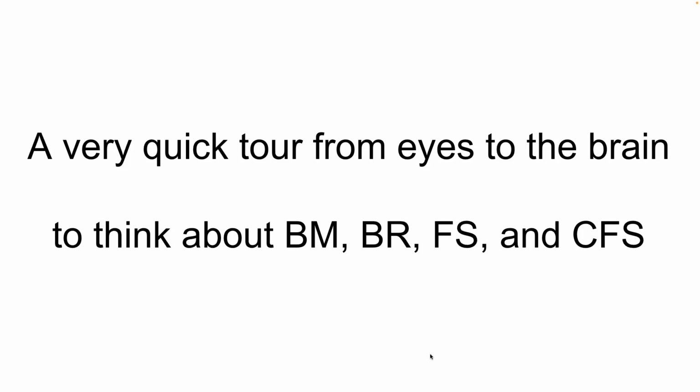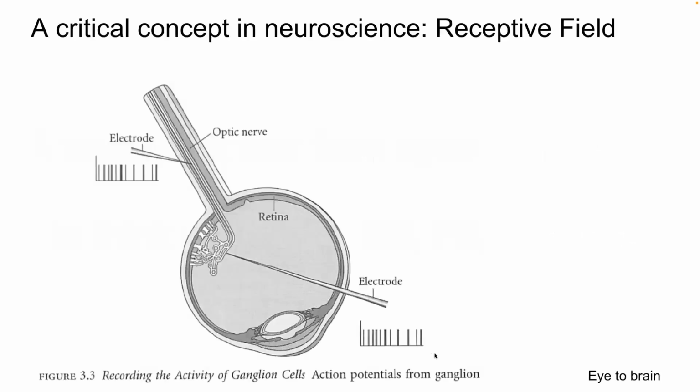So the very quick tour from eye to the brain, to the extent that you can start to think about how this backward masking, binocular rivalry, flash suppression, and continuous flash suppression might be happening, and also form your hypothesis related to this. Okay. So the first thing is about the eye. If you are interested in consciousness, you might find it boring, but bear with me.